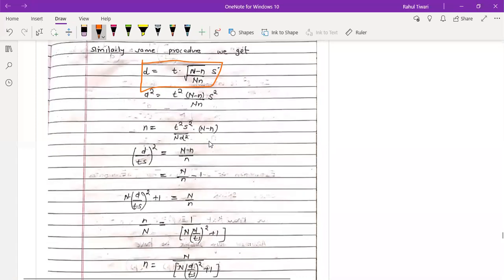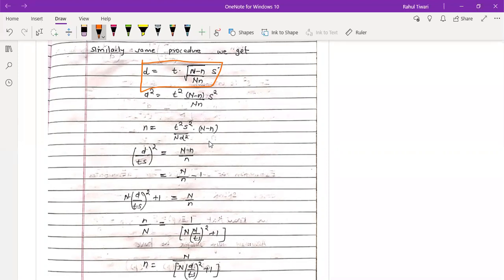So again you can simplify a little bit. What I did here, T square S square over D square. So you can see this is all whole square. I have just taken this quantity to this side and n to this side. Okay, and then there should be the multiplication of n.